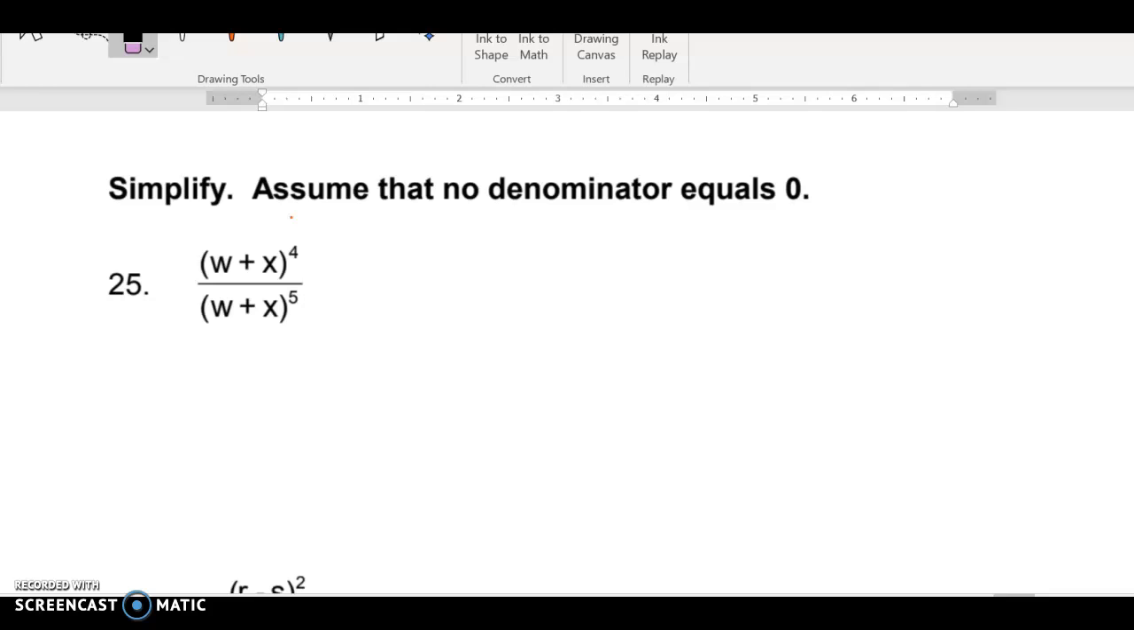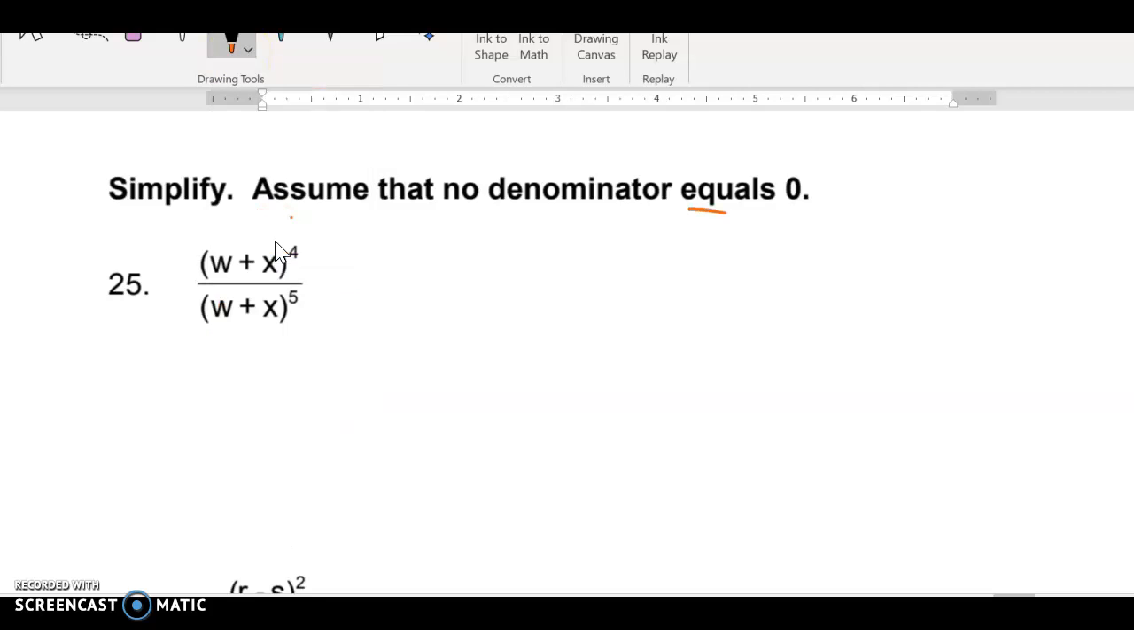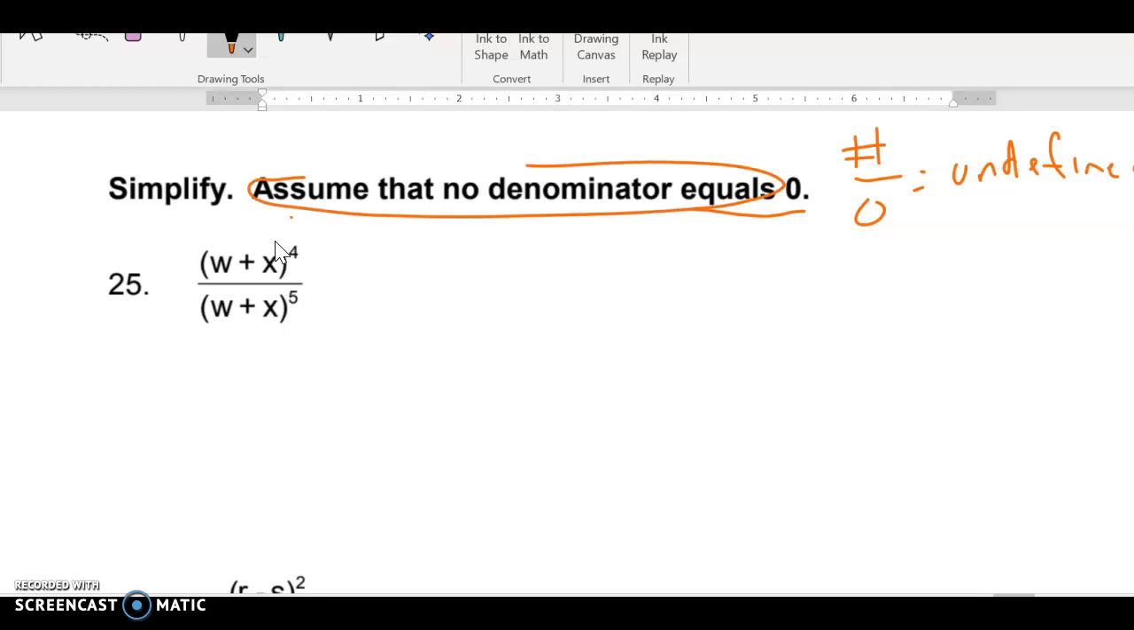So when it says simplify and assume that no denominator equals 0, the reason that is said is because when you have a denominator equal to 0, it becomes undefined. Any number over 0 is undefined. If you do that in your calculator, it'll say error. So the rule is you're never allowed to have a 0 in a denominator. By saying that, they are making sure you do not run into a 0 in the denominator.